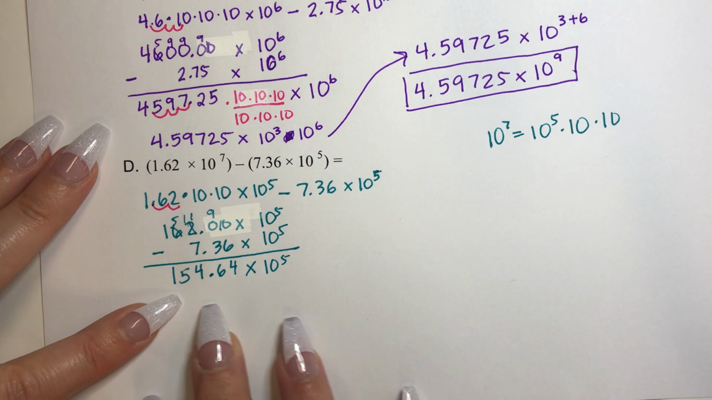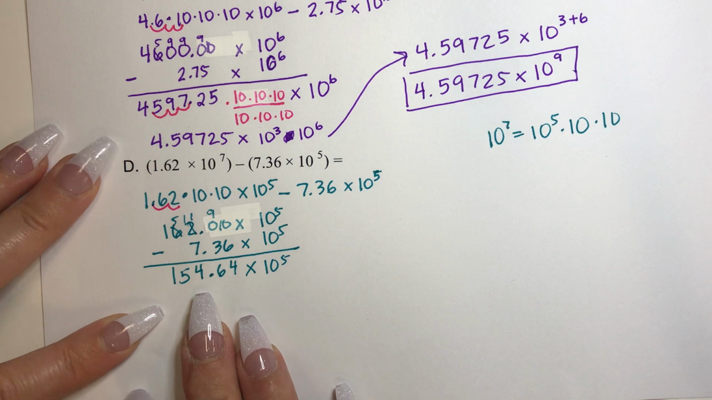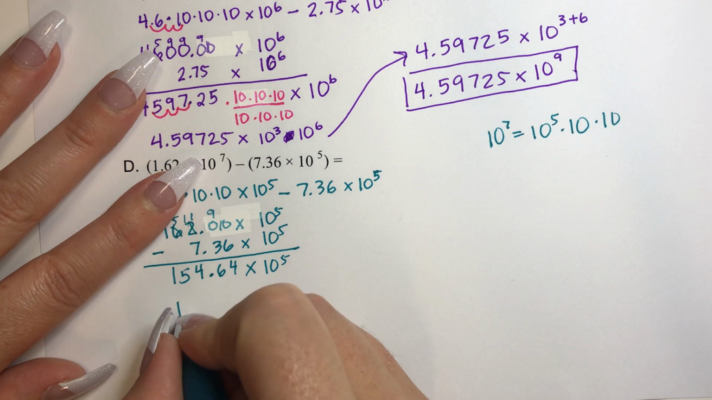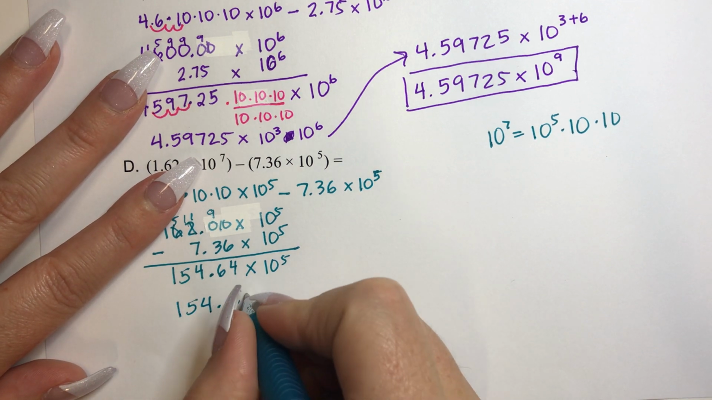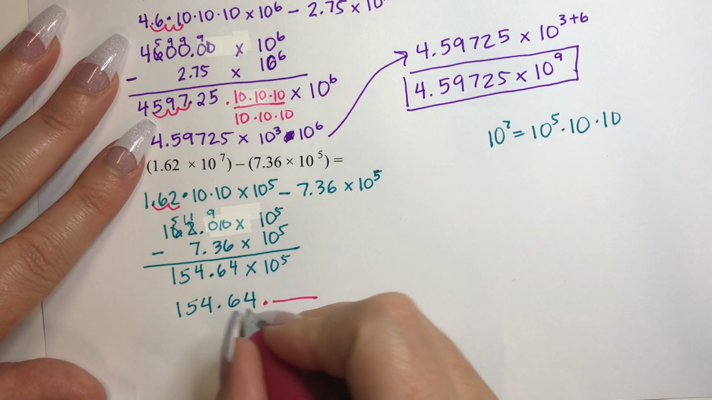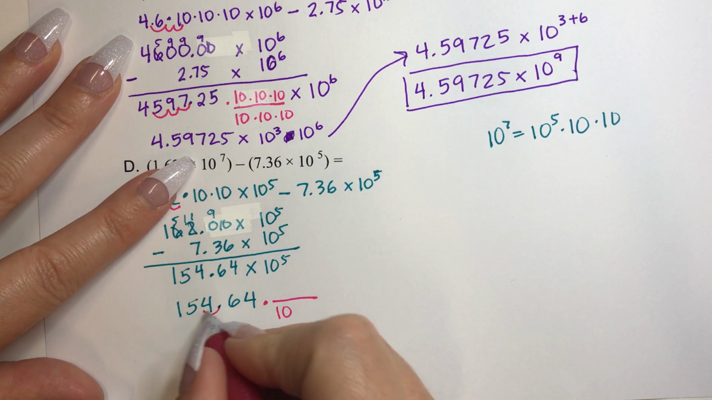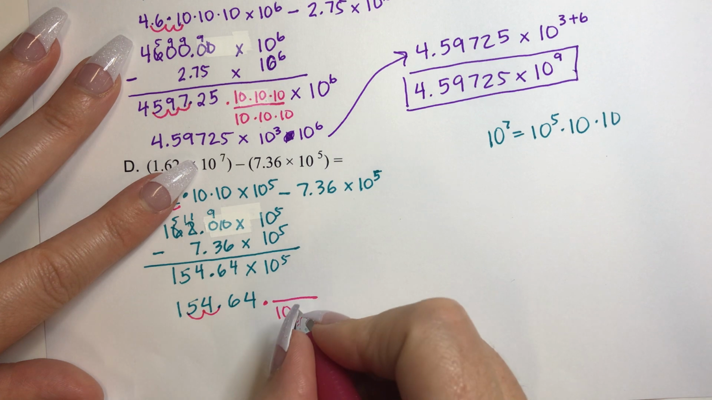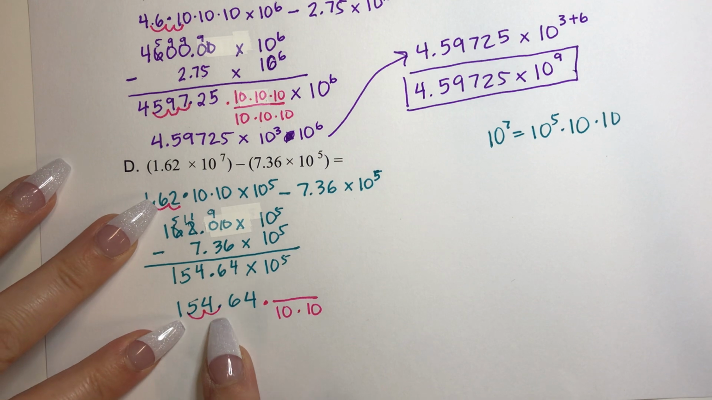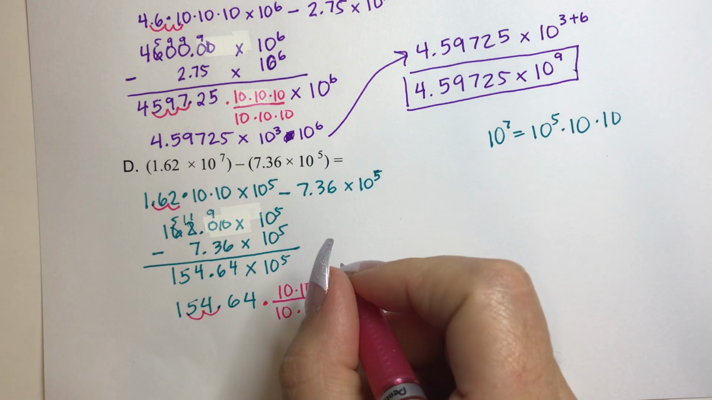Now, is it in scientific notation? Is this a number between 1 and 10? The answer is no. Okay, it's too big, which means we have to make it smaller. So I'm going to rewrite it. We make it smaller by dividing by 10. So if I divide it by 10, it becomes 15.4. But it has to get smaller because 15 is bigger than 10. So I have to divide it by 10 again, which ends up being 1.5464, which is perfect. And if I divide by 10 2 different times, then I have to multiply by 10 2 different times.